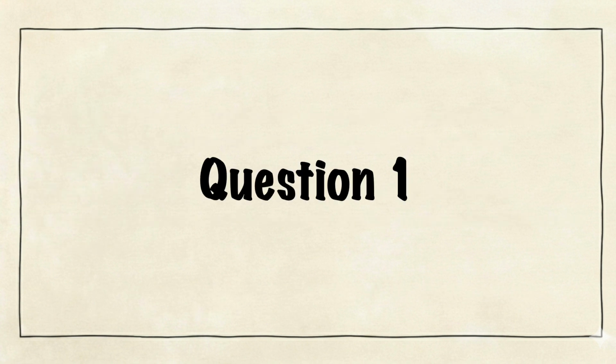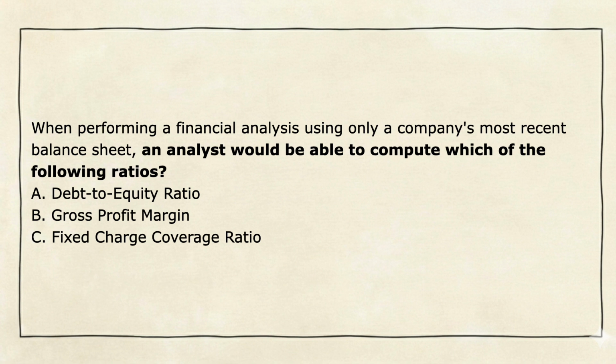Question 1. When performing a financial analysis using only a company's most recent balance sheet, an analyst would be able to compute which of the following ratios? A. Debt to equity ratio. B. Gross profit margin. C. Fixed charge coverage ratio.